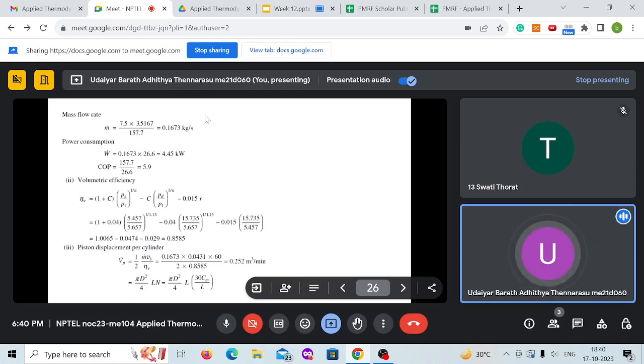So now we have found out the mass flow rate. Now we can find out the work done on the compressor. Work done is your specific work into mass flow rate, which will come out to be 4.45 kilowatt.